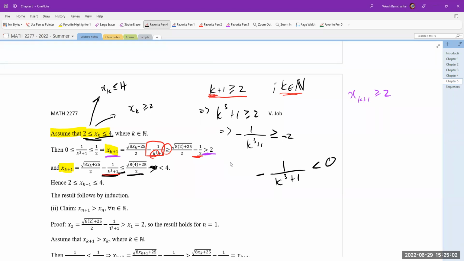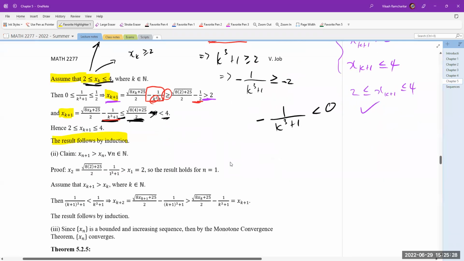Right, and if I work out what this guy is on my calculator, I get that this is less than 4. So this next part gives me x(k+1) is less than or equal to 4. Therefore, x(k+1) is bounded between 4 and 2. Okay, so by induction, the result is true. Right, and so we show it's bounded.